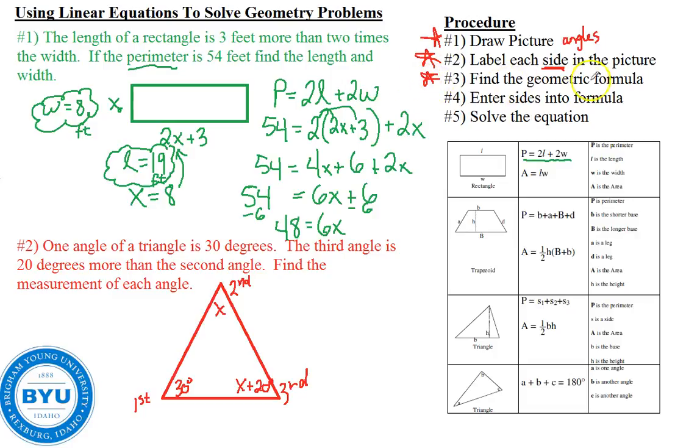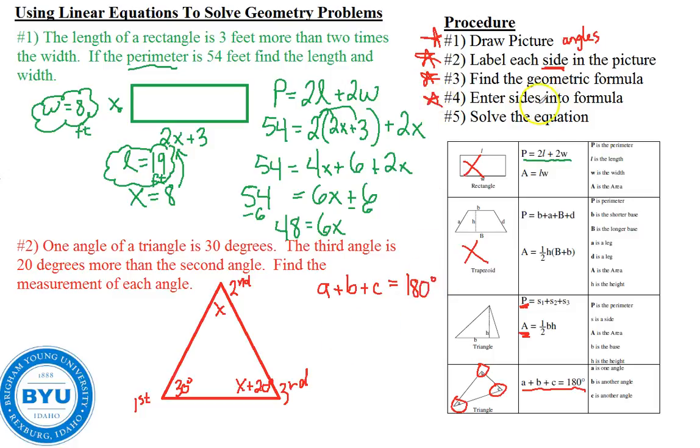We now need to find a geometric formula. We're dealing with a triangle, so nope, not a rectangle. Nope, not a trapezoid. Oh, a triangle. This is perimeter. We're not doing perimeter. Area? No, we're not doing area. Ooh, this one. Look, when you have a triangle, all the angles of a triangle add up to 180 degrees. And we have angles. So this is the formula we need to use. A plus B plus C equals 180.